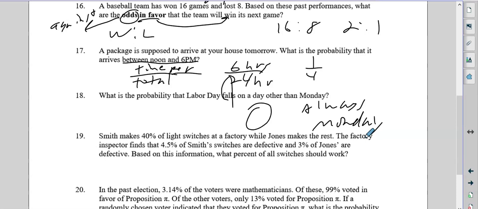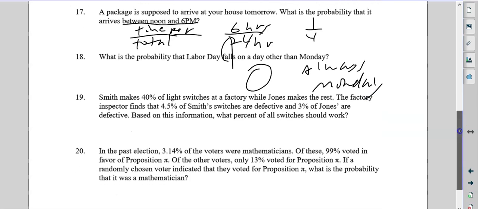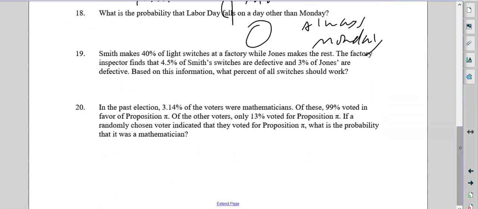Now, again, the details. If it said, what's the probability Labor Day falls on Monday? Then it would have been 1. What's the probability Thanksgiving falls on a Thursday? 1. What's the probability Thanksgiving falls on a Sunday? 0. Okay? So make sure you're looking at the directions and the problem.